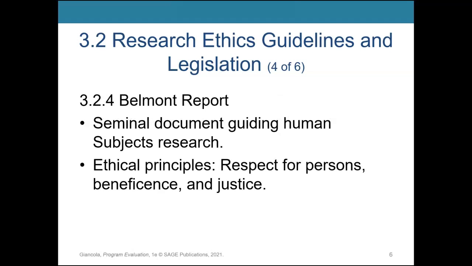Then the Belmont Report comes to be in 1979, formally titled Ethical Principles and Guidelines for the Protection of Human Subjects of Research, but commonly referred to as the Belmont Report. It's named after the conference center where the meetings took place when it was designed. It's sort of the seminal document guiding human subjects research. Most of what was in the Belmont Report still exists today as guidelines for human subjects research.